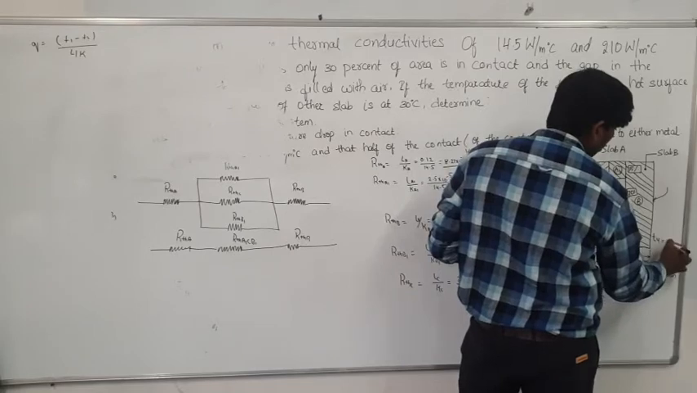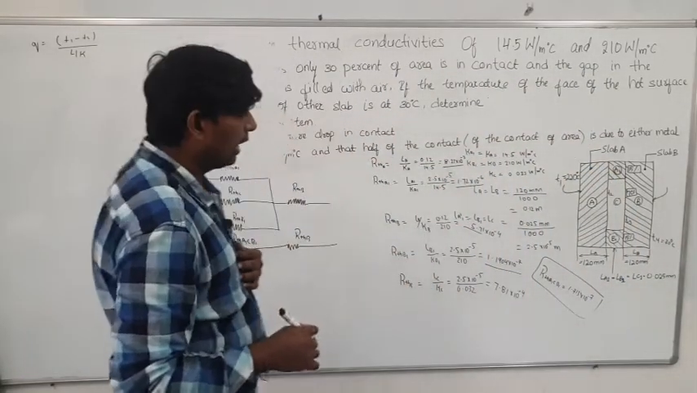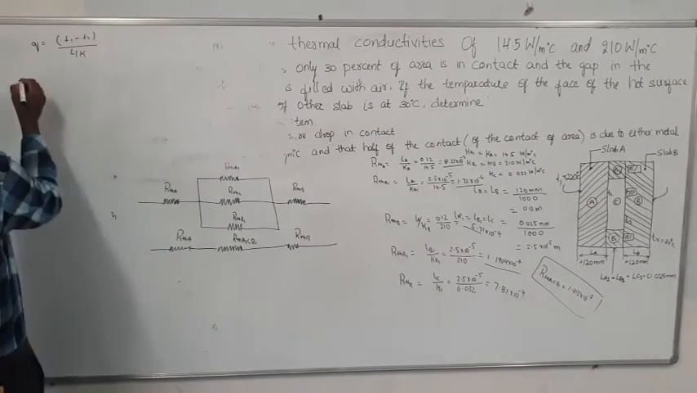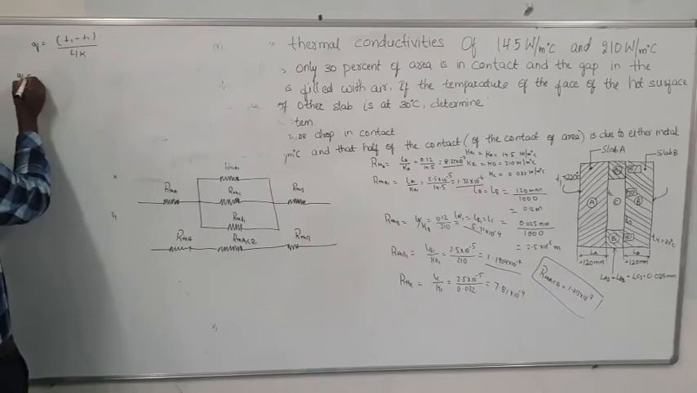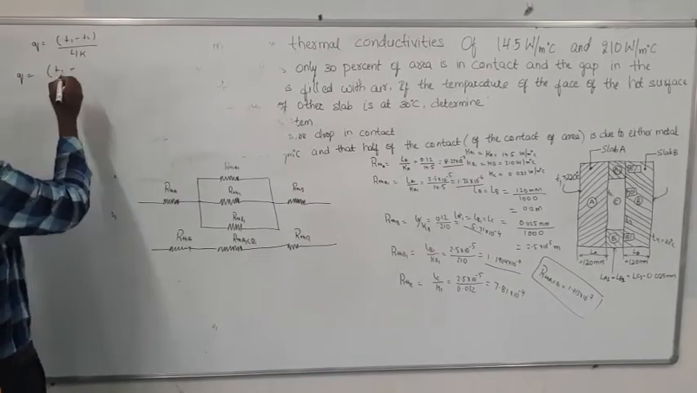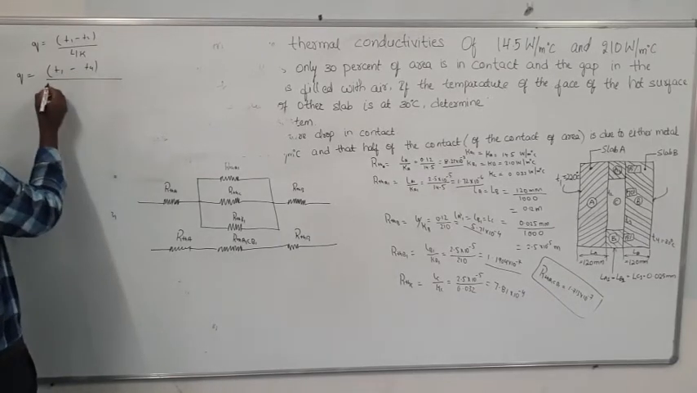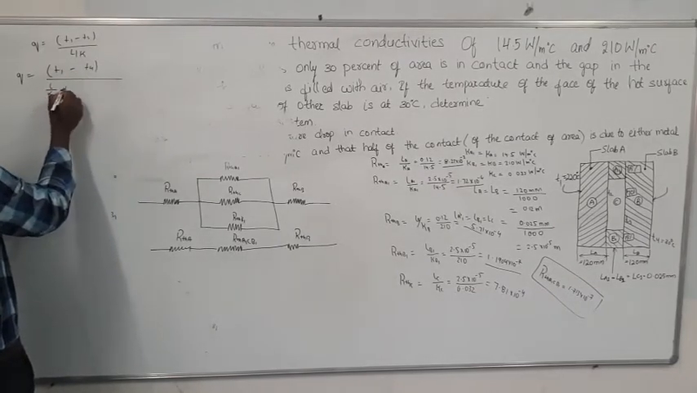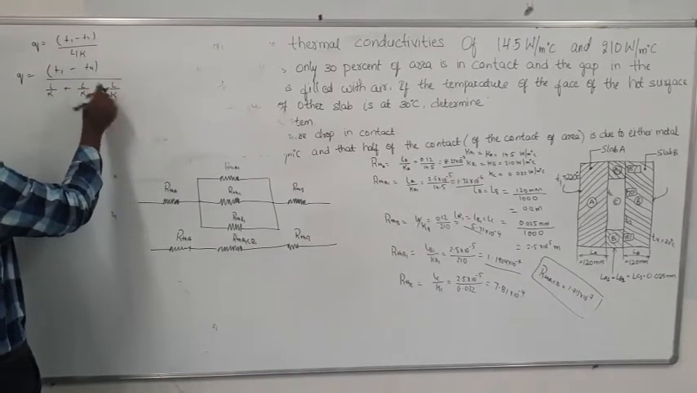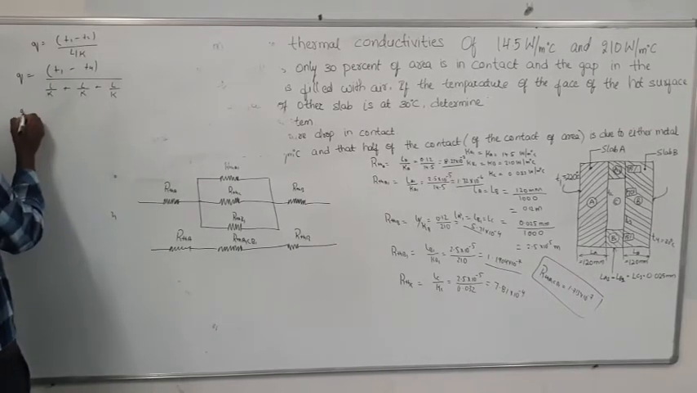Temperature 4 is already given. How much is it? 30 degree, and temperature 1 is also given. So here what do you have to write? q is equal to, what is the first temperature? T1, and what is the last temperature? T4. So here three components will become L by K, L by K, L by K. Here 4 is there now, so how many components will come? 3. L by K can be written as RTH.